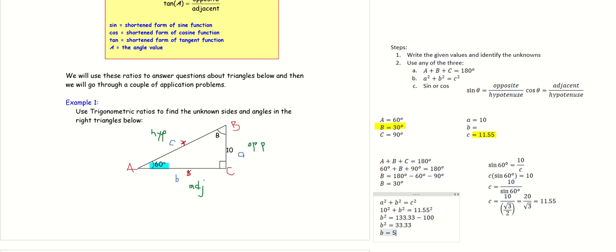And that's 5.77. Therefore, our b is 5.77. So in this example, we have solved all three. The three missing values, we were able to solve. And class, that is the main goal of this topic. So this is all you will do, over and over. It just depends on what the givens are.